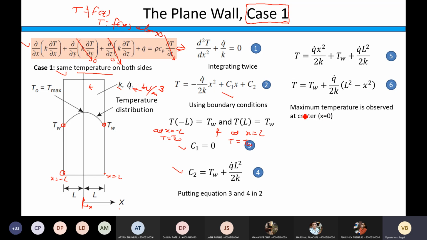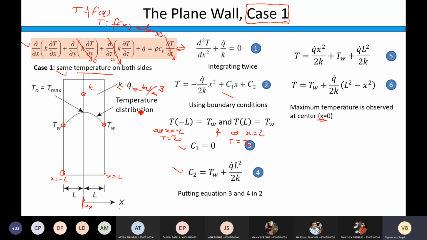Remember this part. The maximum temperature is observed at the center line, that is at x equal to 0. You need not have to do engineering to understand this. This is common sense. If you have boundary conditions like the wall temperature being the same on both sides, and there is some internal heat generation, then by default the maximum temperature will be at the center only.